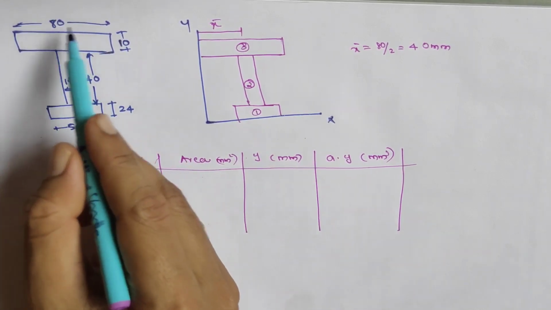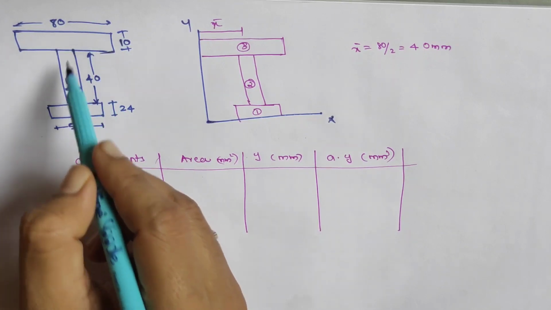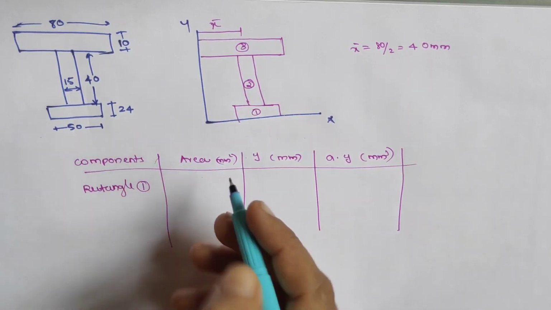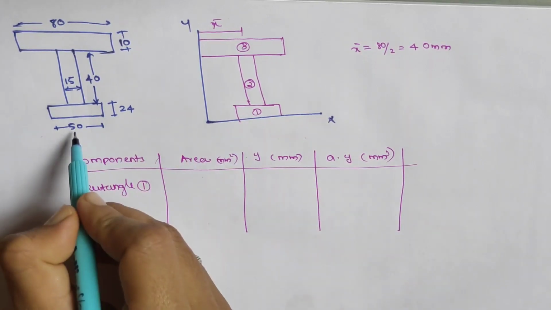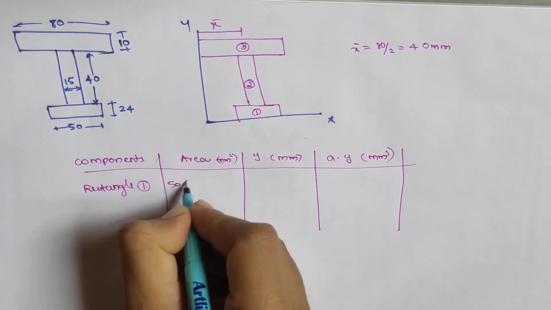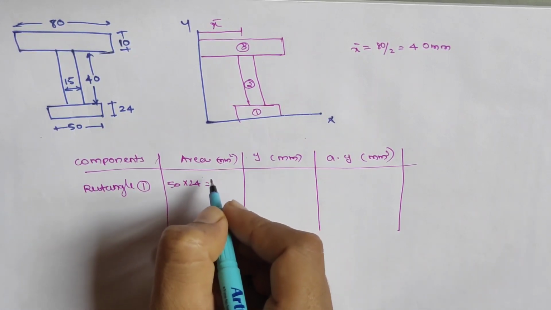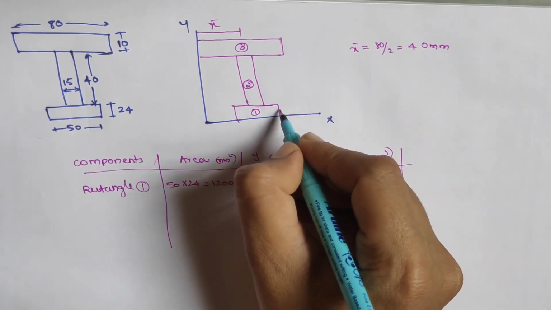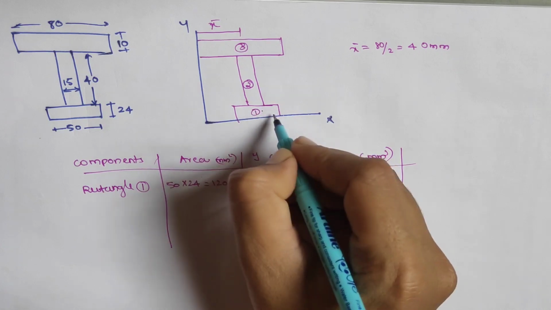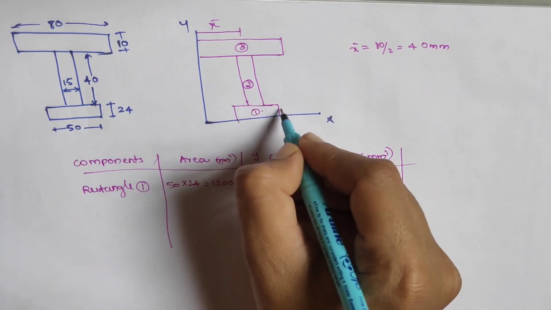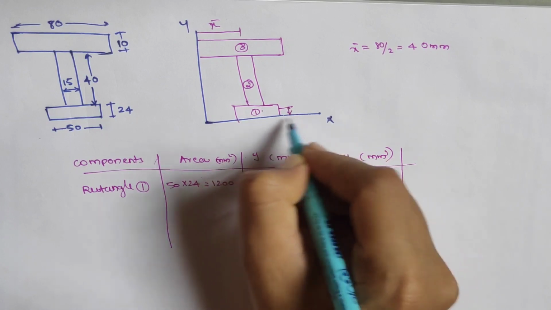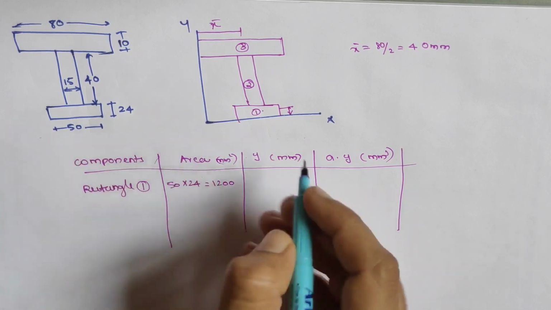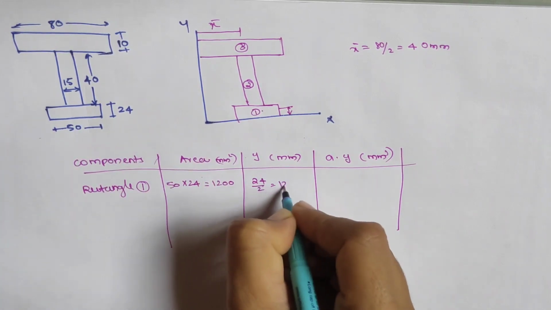When we get this kind of figure, it is a little complicated, so we have to make it simple by dividing into three rectangles. Now area of rectangle 1 will be 50 into 24. 50 into 24 will be 1200. Next, y means from the centroid of this rectangle, we are considering the centroid of each figure. Centroid to the x axis, that means the bottommost reference axis, that is half of 24. 24 divided by 2, 12 mm.